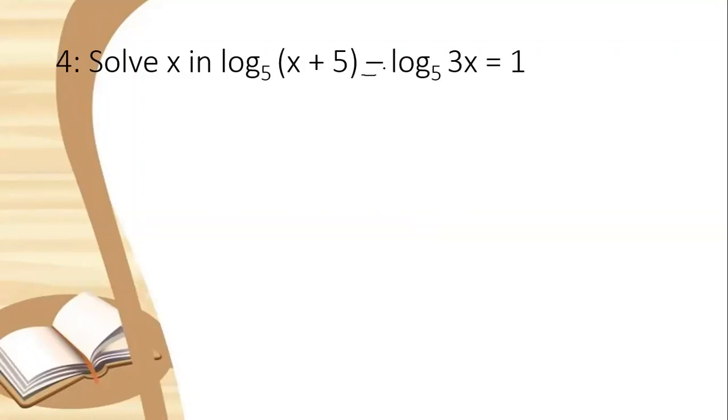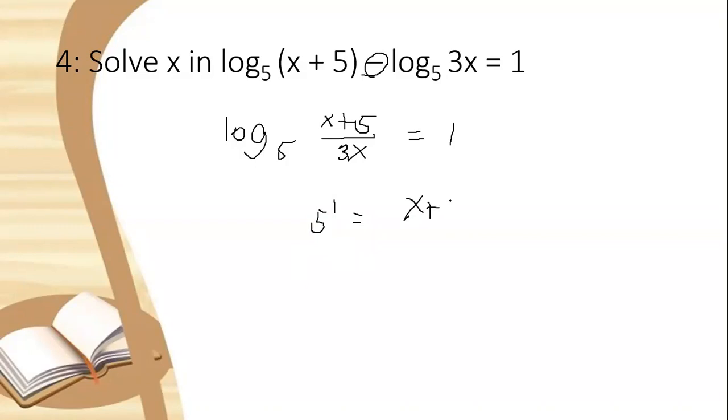So as we can see, there is an operation of minus, meaning division. So the expanded form of division, gawin po natin siya into a logarithm of quotient over 3x to the base 5 is equal to 1. And then transform po natin into exponential form: 5 is equals to x plus 5 over 3x. And then cross multiplication, 5 is a whole number, may denominator po yan na 1.